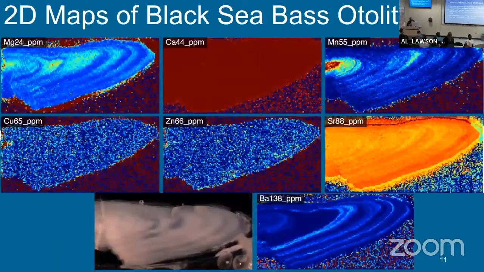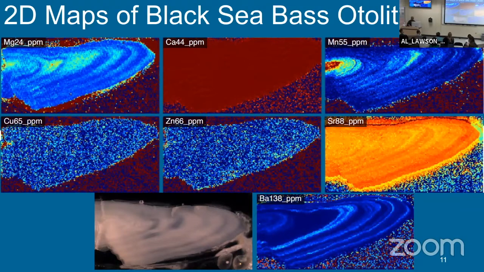Here we have some 2D elemental maps of a black sea bass otolith. The color gradient goes from blue, which is low, to red, which is high. Starting at the top left, magnesium shows some promise, with some patterning present. Then continuing to the right with our control element calcium, which was homogeneous throughout the otolith as expected.